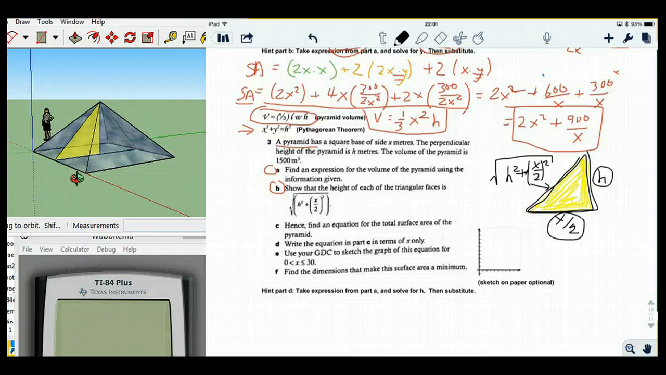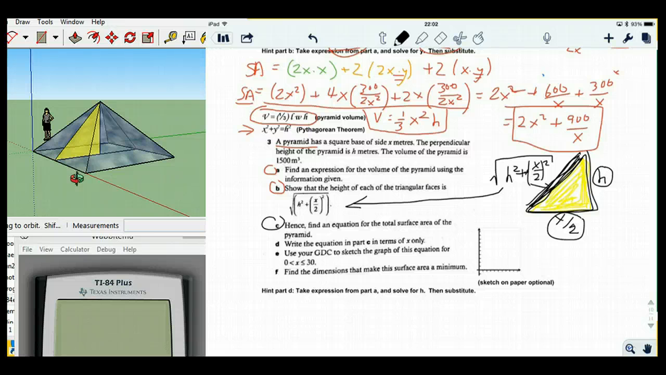So if we find this height, or this length here, that is equal to the height of the triangular face, and it says show that the height of each triangular face is this. Well, we just did that, didn't we? We have the square root of h squared plus (x over 2) squared. So we just did B.